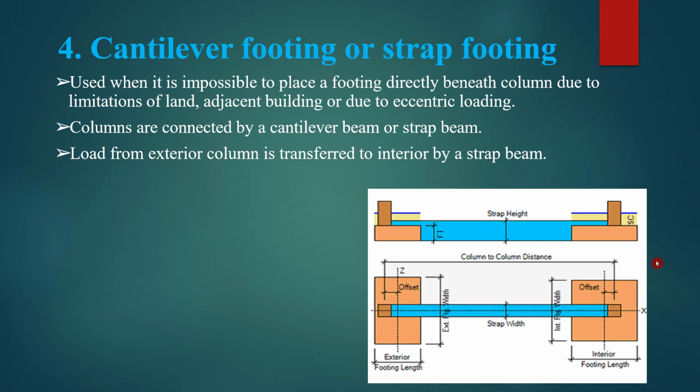The other type of footing is the cantilever footing or strap footing. Suppose we have two columns which are far separated. To make continuity between the foundations, we can connect foundation 1 to foundation 2 by a strap beam. This strap beam will hold the two columns together and act like a single structure.